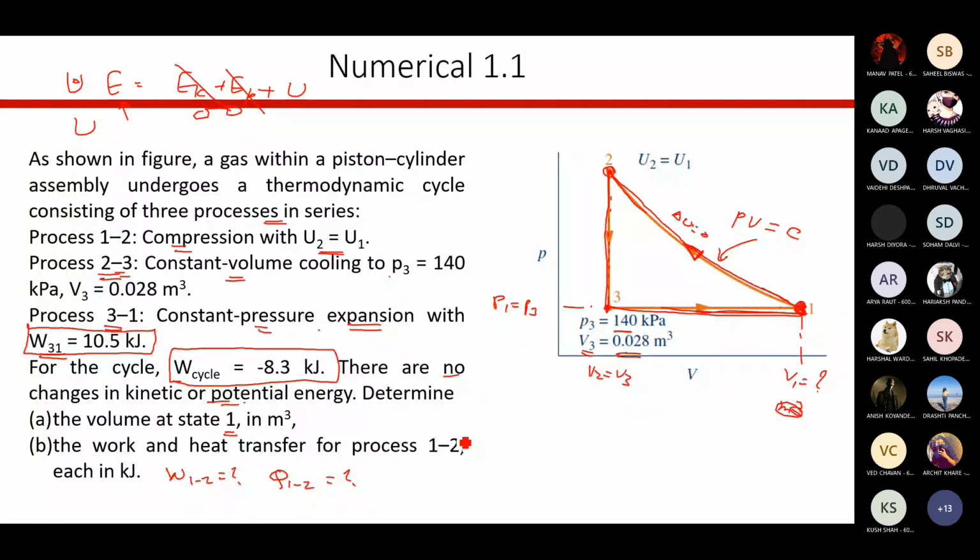Now if you have understood the analysis of the process, whatever analysis we have done so far, you should be in a position to solve this on your own. I need not explain how to solve this. Let us try. So first of all, you have to find out the volume at state point 1. So write down what is given and then start to solve.